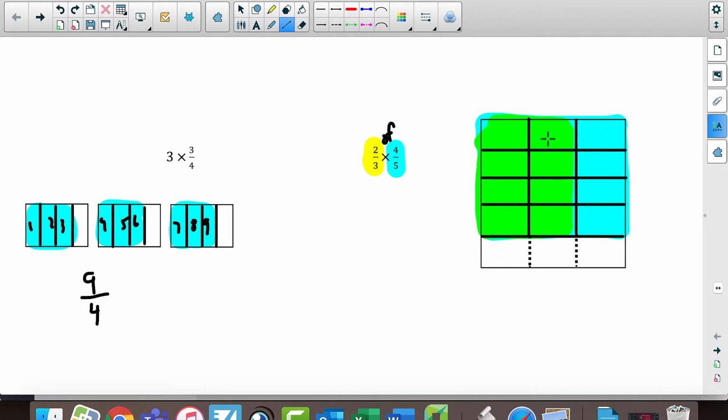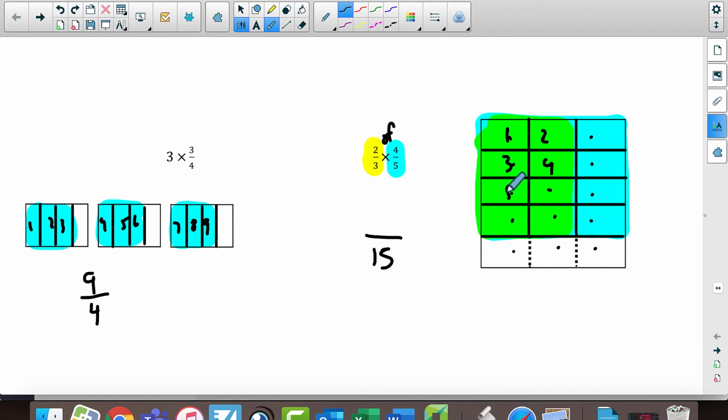The final answer is the green. How much of the whole, remember the whole was the entire square, how much of the whole is shaded by the green? Well, let's figure this out. How many different sections, even pieces do we have in the whole thing? We have 1, 2, 3, 4, 5, 6, 7, 8, 9, 10, 11, 12, 13, 14, 15. So our bottom number is going to be 15. How many of them are shaded green? 1, 2, 3, 4, 5, 6, 7, 8. 8/15 is our answer.